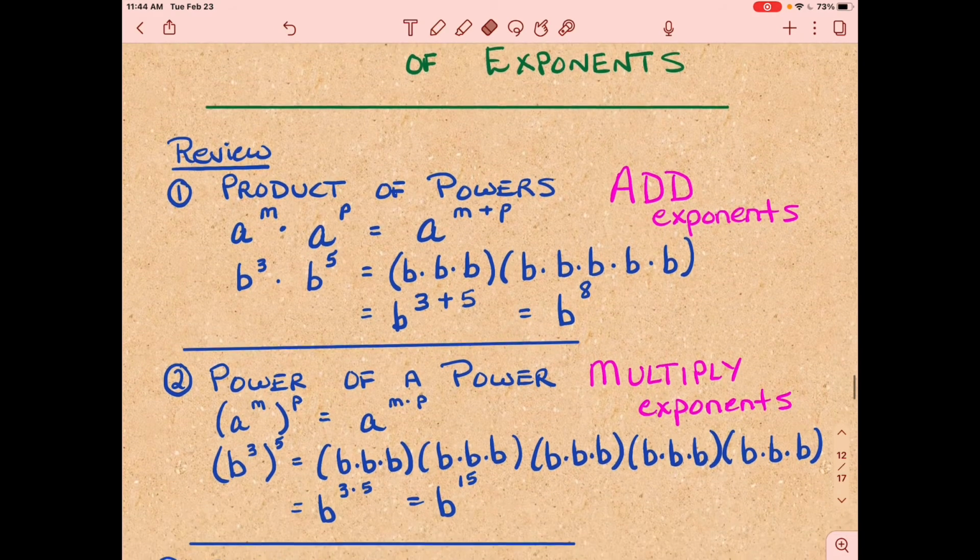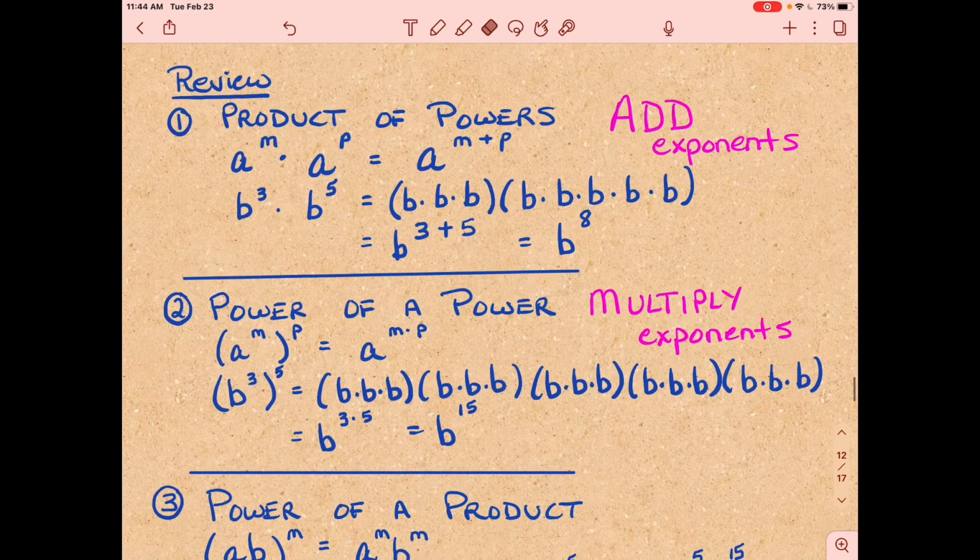On Monday, we talked about several different rules that help us deal with exponents. We talked about the product of powers, where if we have something like b to the third times b to the fifth, we're actually going to end up adding the exponents together so that we tell how many of the b's we actually have. And exponents are actually a really nice way of writing something that would otherwise take up a lot of space.